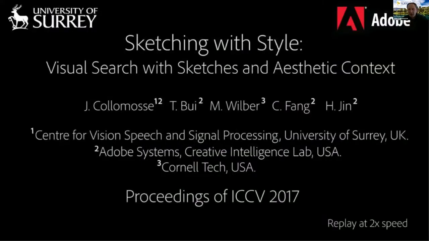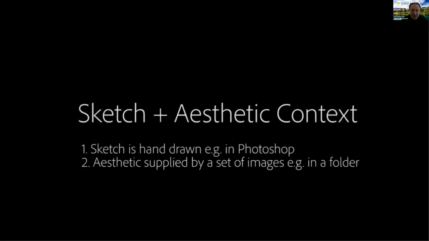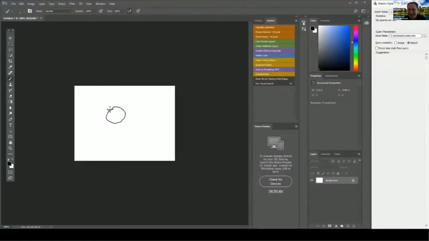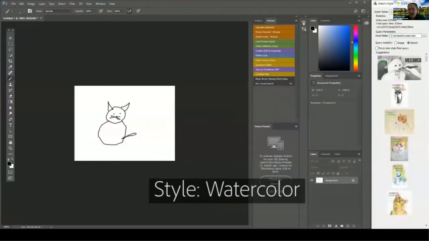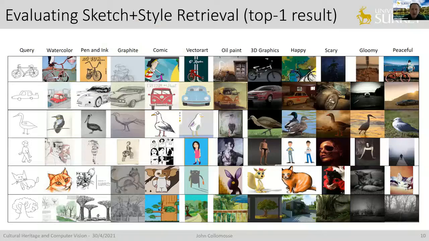I've got a video of that process in action. Let me show you. We call this sketching with style. So the idea is you sketch, but you condition it on style. So unfortunately, in this case, it's me drawing, and there's a little cat here. The idea is we point the system not only at that sketch, but a folder full of example images, in this case, watercolor. And then when we do the search, you can see it's pulled back watercolor cats. And you can see many examples here of different things that have been sketched and different styles that we combine that sketch with in order to pull back a result. In this case, this is the top one result from the system.